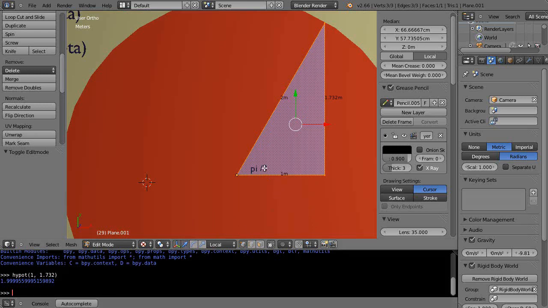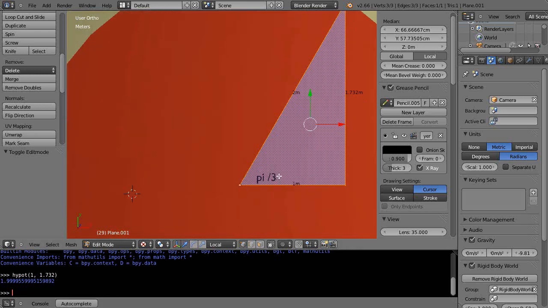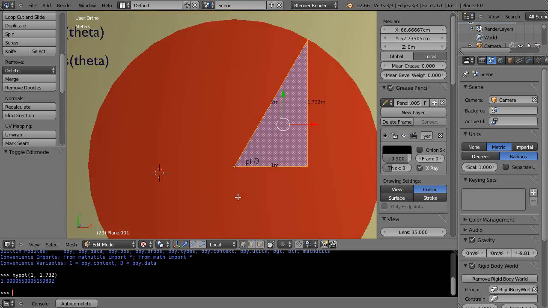Okay, how about something else? Well, maybe you have pi over 3 as your angle. We know that that's 60 degrees, right? So you can type in degrees. Now I could just type in down here degrees, and you know how you do it, pi divided by 3.